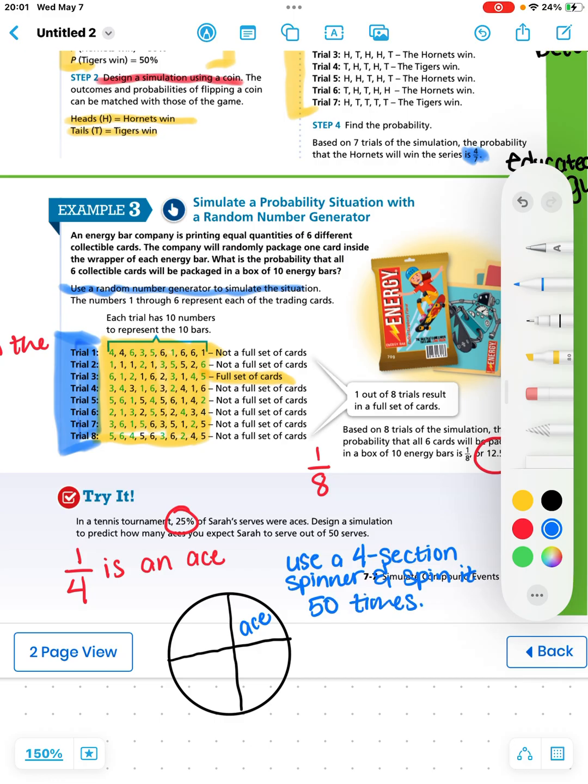Now that is a lot, to be completely honest, but it would give you accurate data. Maybe you spin it and it lands on an empty spot. You know that's not an ace. You spin it again, it lands on another empty spot. Say that third time around, you spin it and it hits that ace. You would just record that down in your observation and go from there.